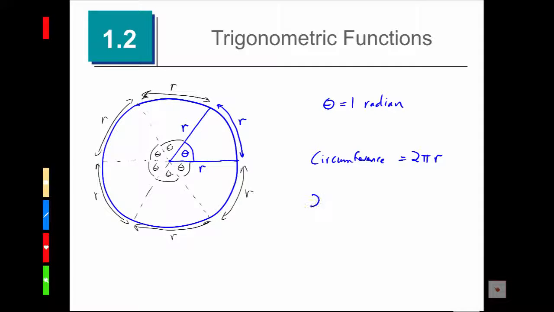Well, we know the circumference of the circle is 2 pi r, and each one of these sectors is going to use up r, so we can pack in a total of 2 pi r divided by r, which equals 2 pi sectors. That's how many sectors we can pack into this circle of radius r. And now because the angle within each one of these sectors is equal to 1 radian, that means there is a total of 2 pi radians as we go all the way around the circle once.